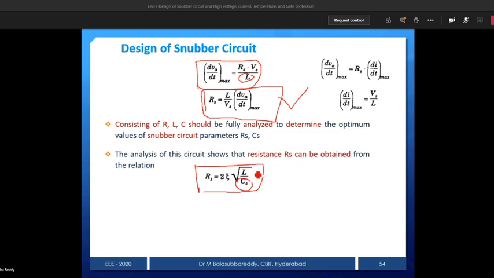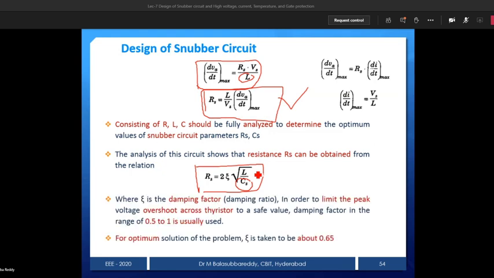So apply square on both sides, then Rs square is equal to 2 delta whole square into L by Cs. Therefore, Cs is equal to, so now you will get the Cs expression from this. Now I know the L value, I know the Cs value, I know the Rs value. Here this value of 0.5 is what they mention as an accurate design, but you can take that eta value or delta value from 0.5 to 1. This is the range of that.